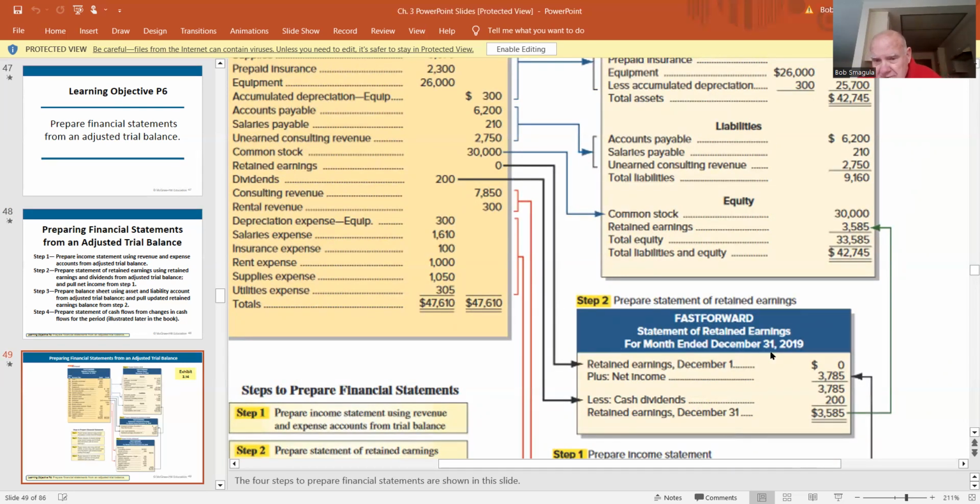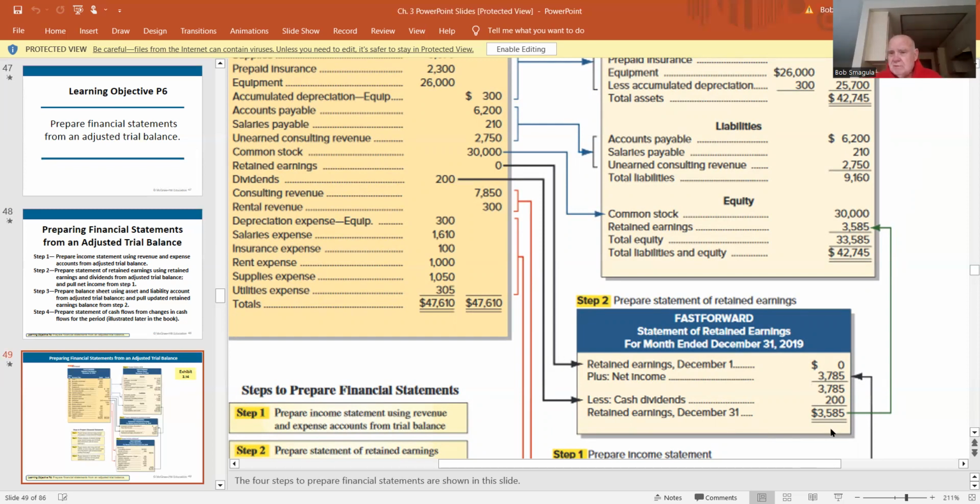And they have a beginning balance of 0. They had no equity at the beginning of the month, plus your net income, 3785. Notice they had dividends, though, 200. Dividends come out. So you now have a new retained earnings number, a new equity number of 3585.